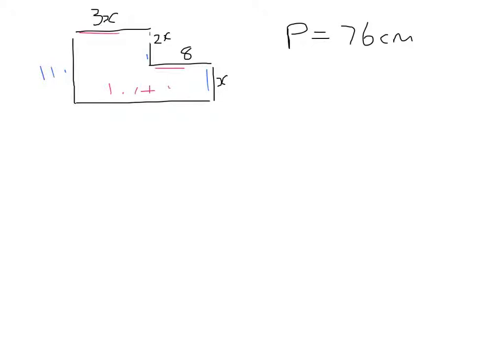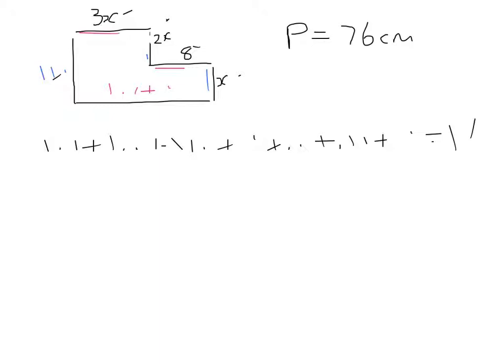So our total perimeter will be 3x for the left-hand side, plus another 3x for the one at the top, plus another 2x for this one here, plus 8 for this one here, plus x for this one, plus 3x plus 8 equals 76. I could have done it a bit simpler than that. This is a long way, but that'll do.